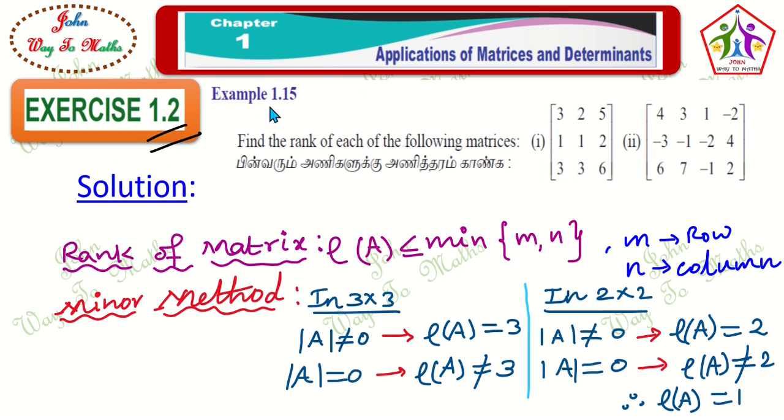Exercise 1.2. Example number 1.15. Find the rank of the following matrices. So first we know the rank of matrix, denoted as ρ(A), is less than or equal to the minimum of m comma n. M is rows, n is columns.